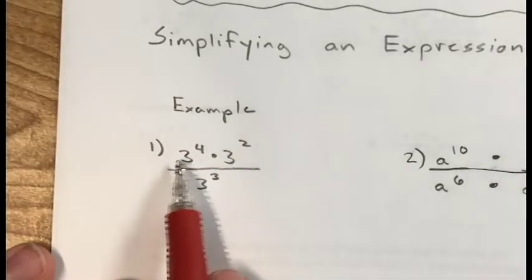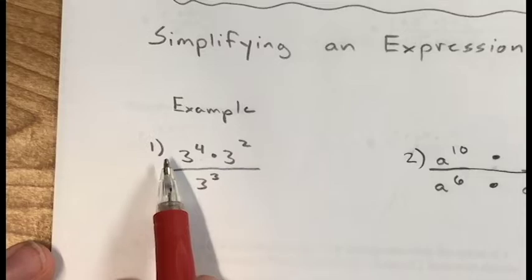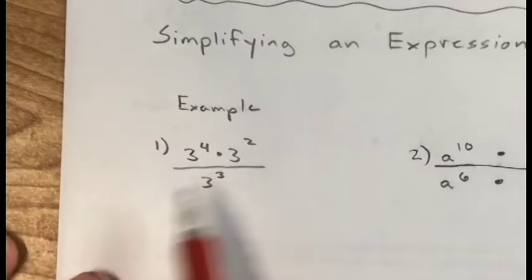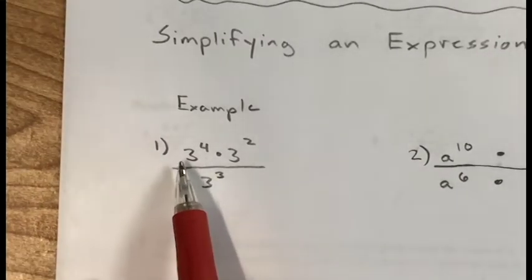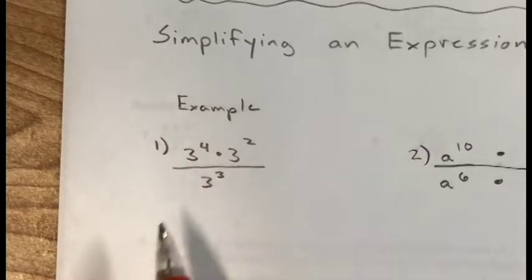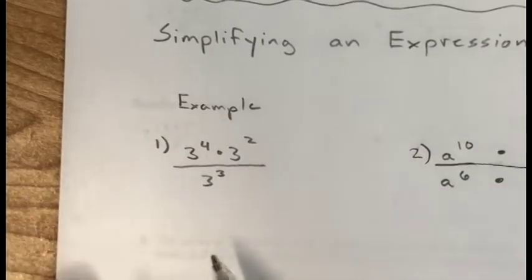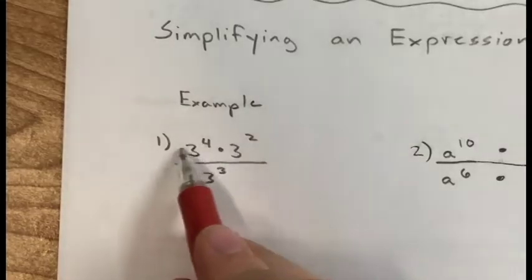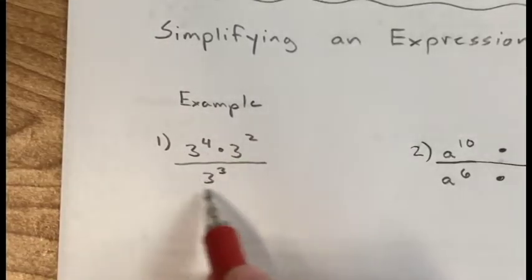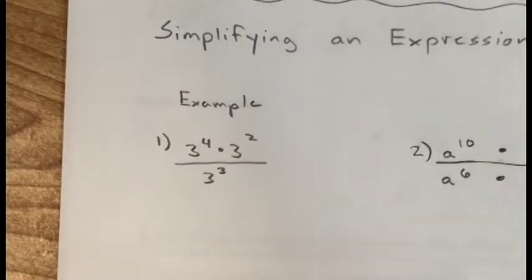I follow PEMDAS, and when I have a weird fraction looking thing like this, I always do PEMDAS with my numerator first, and then I do PEMDAS with my denominator, especially when it's a really big one like this. And then I combine everything to get it to work. So let's do that. I'm going to start with my numerator up here. I'm not worried about my denominator right now, just my numerator.